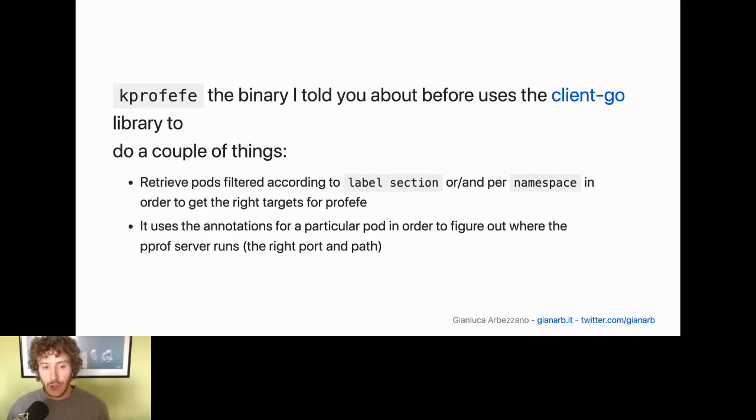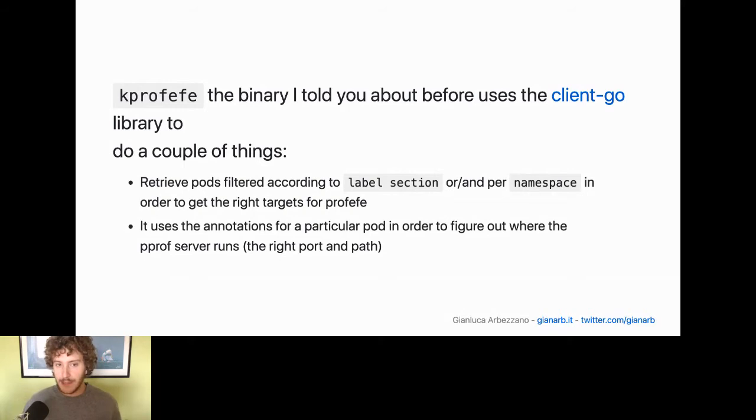And I also use annotations to mark the pods that need to be scraped. So when you create a pod, you use annotations that are key-value pairs to say, okay, this pod has a pprof entry point, and it runs on port 8080, and you should use the path /debug/pprof.